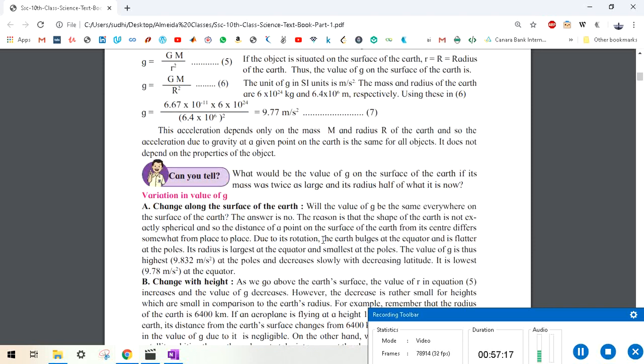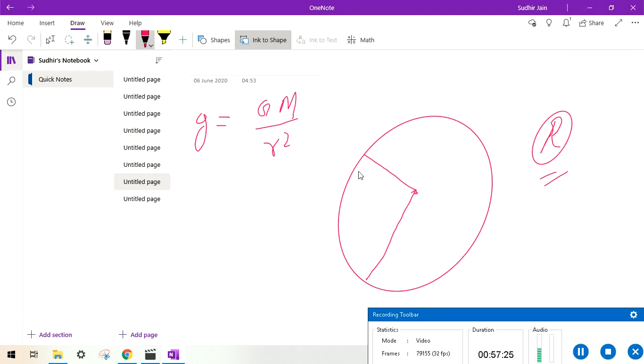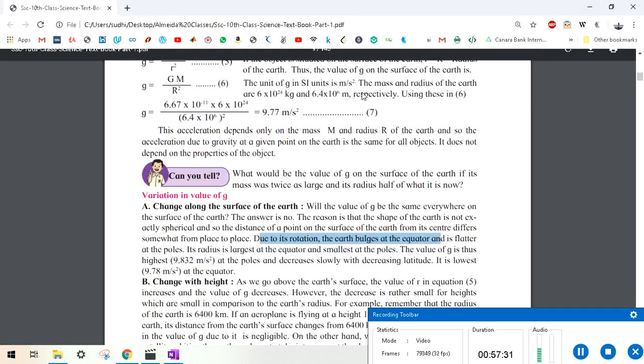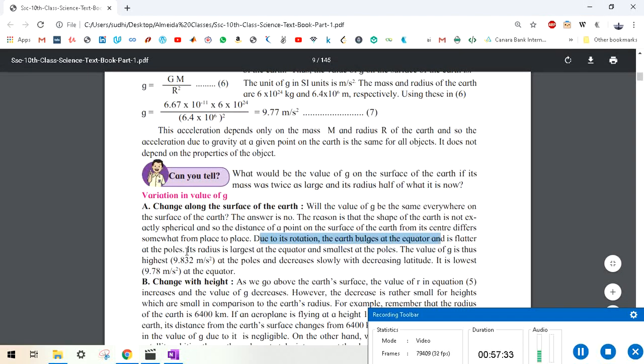Due to its rotation, the earth bulges at the equator and is flatter at the poles. Yeah, it is correct. This is the equator and this is probably the poles. These two are the poles. So yeah, let's go back, and it's flatter at the poles. Its radius is largest at the equator and smallest at the poles.